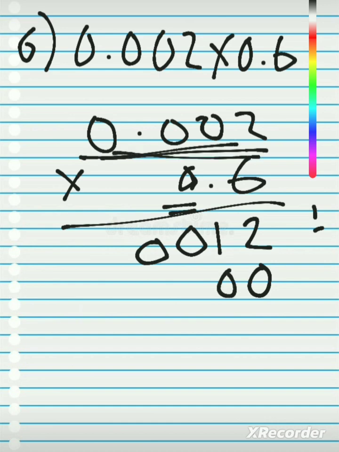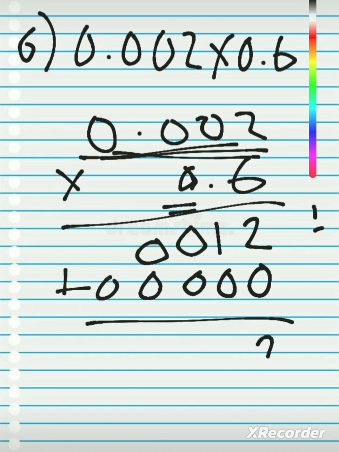0 times 2 is 0. 0 times 0, 0. 0 times 0, 0. 0 times 0, 0. Okay, then we can add them. 2 plus 0, 2. 1 plus 0, 1. 0 plus 0, 0. 0 plus 0, 0. And 0. Then we ask ourselves, how many numbers are on the right side of the 2 points?